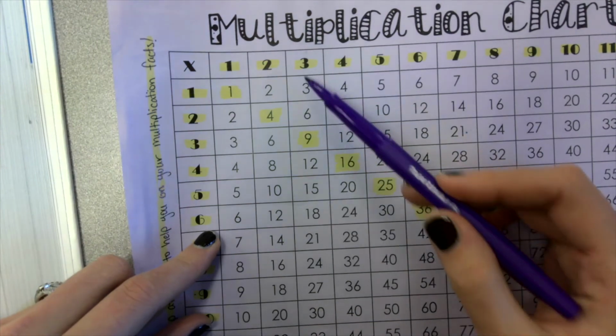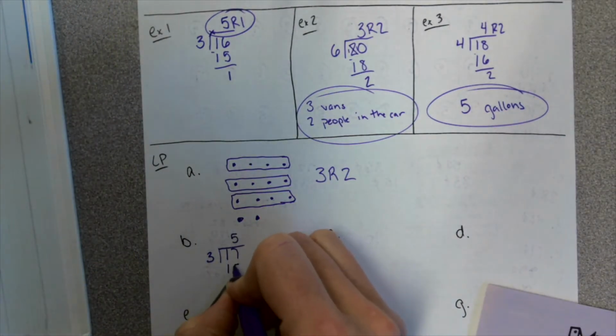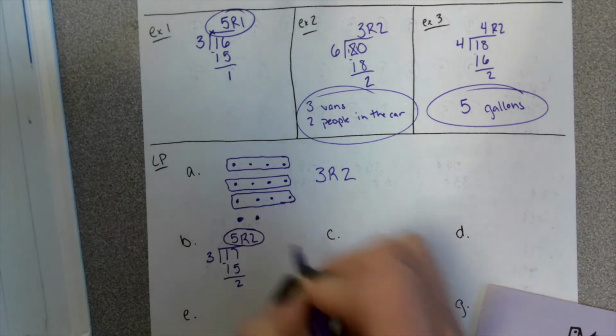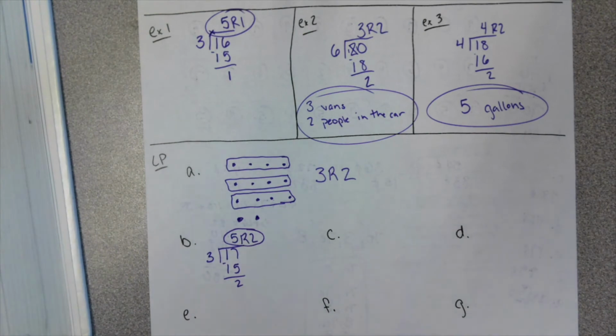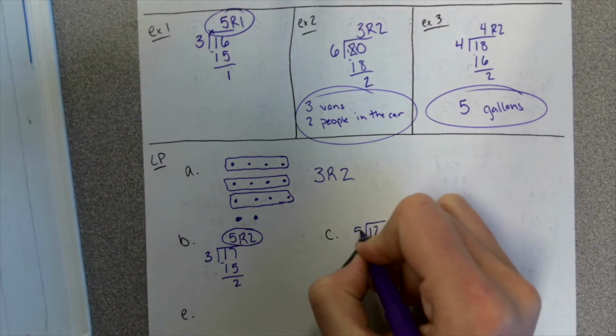So 3 times 5 equals 15. And when I subtract, I get 2. So my answer is 5 remainder 2. C says 12 divided by 5.